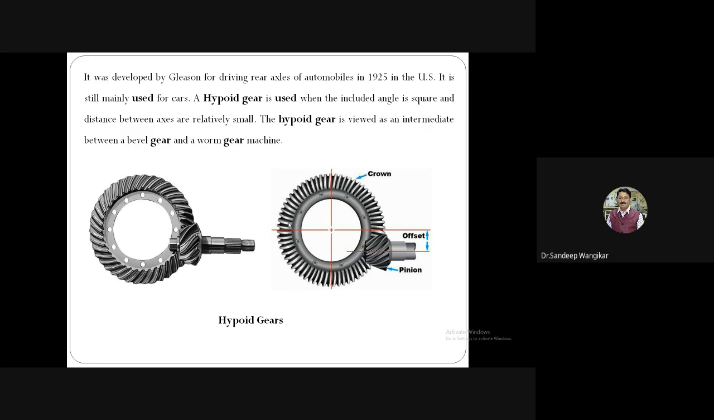A hypoid gear is used when the included angle is square and the distance between the axes is relatively small. The hypoid gear is viewed as intermediate between bevel gear and worm gear. So when the axes have some offset, one has to go for hypoid gears. In the second diagram, it is clearly shown that the axes are non-parallel and non-intersecting. In bevel gear, they are non-parallel but intersecting, the axis of pinion and axis of crown wheel or gear. But in these hypoid gears, the axes are non-parallel and non-intersecting.